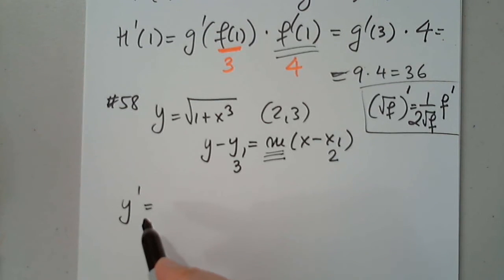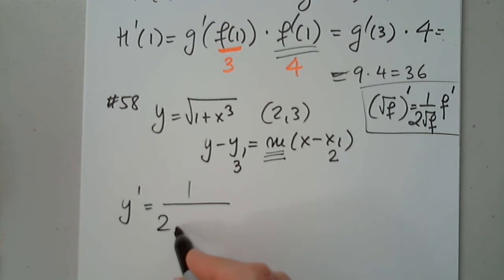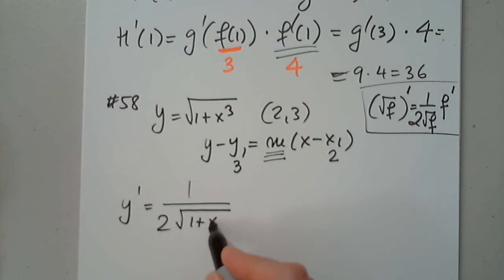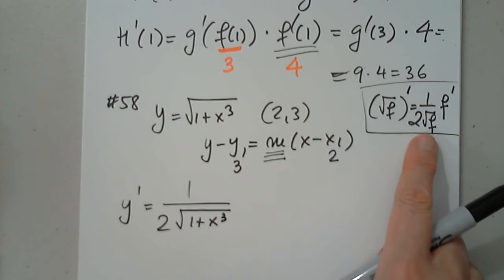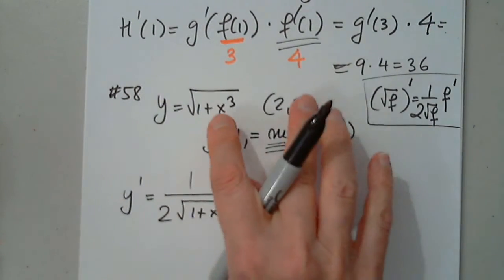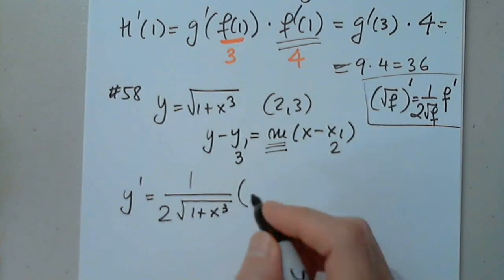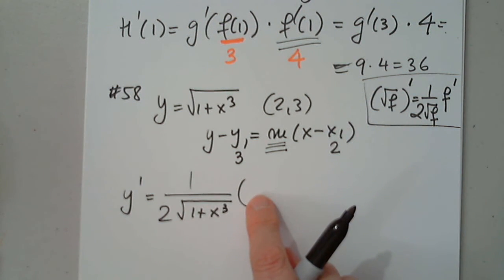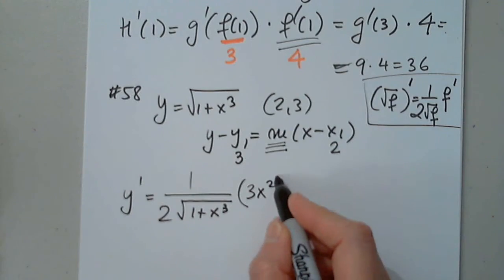Can anyone help us with this? One over 2 root 1 plus x cubed, times, and we are not differentiating in the denominator. In the denominator, we're just copying it. Times 3x squared. That's it. Awesome.